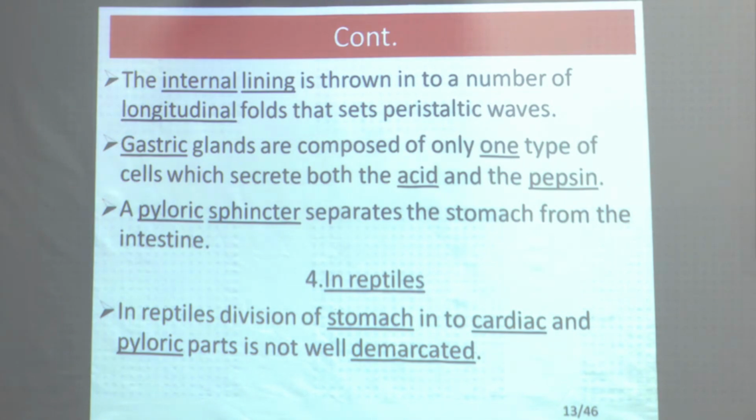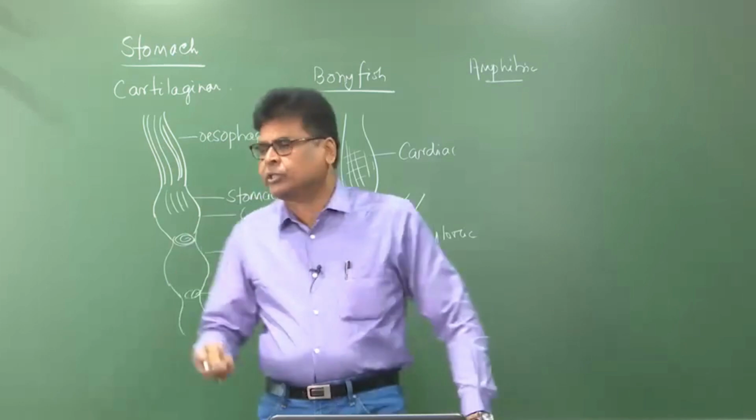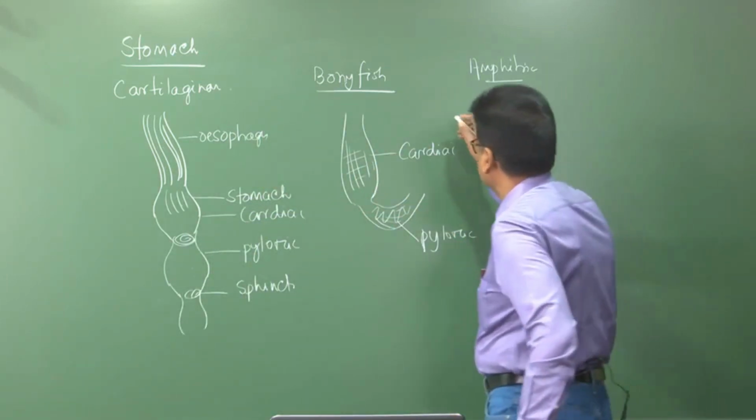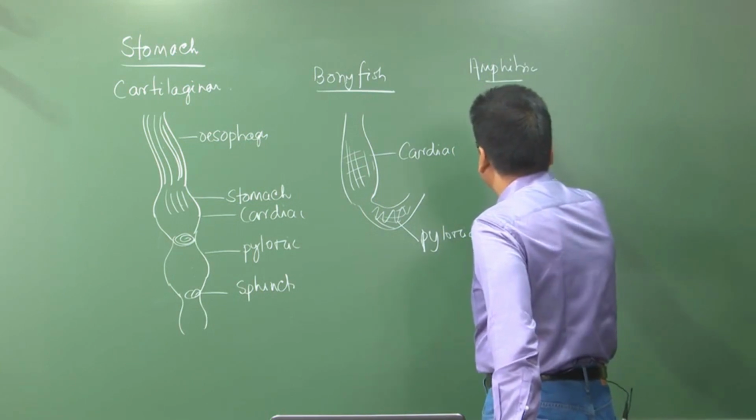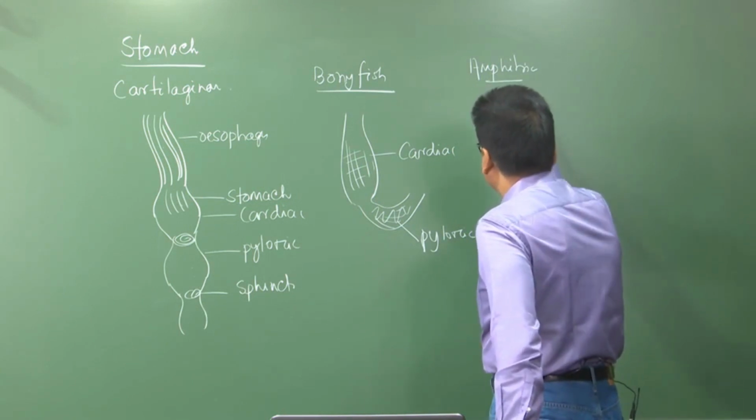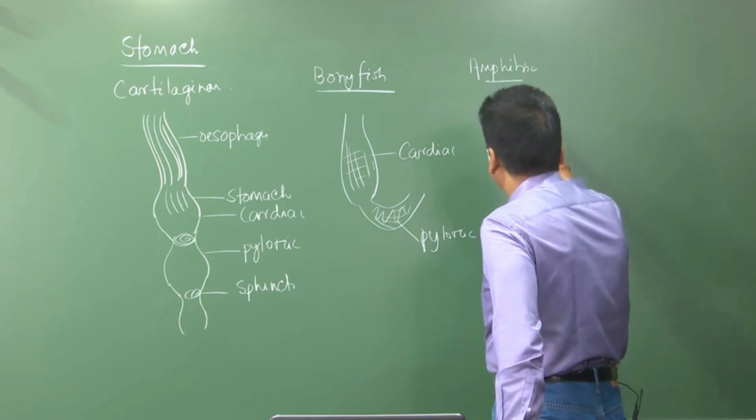The wall possesses the gastric glands, and in case of amphibians, the gastric glands are composed of only one type of cells which secrete acid and pepsin. That means I just want to say, for example, this is the wall of the stomach, and this is the outer side serosa, then muscularis, then the submucosa and the mucosa like that. This is the transverse section.